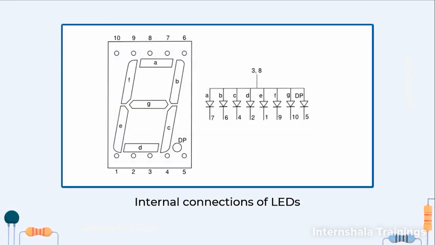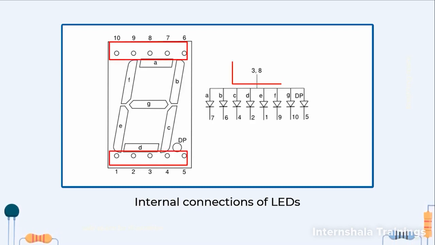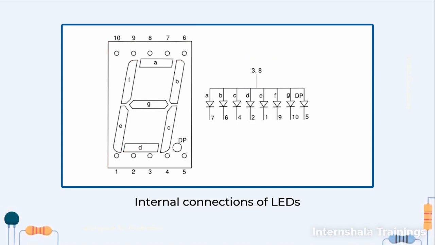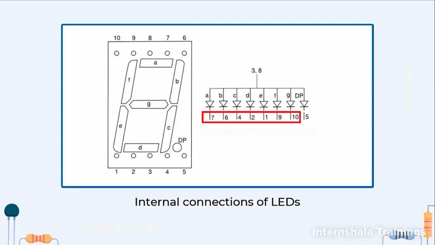Now we should know how we generate it. The important point is the internal connection. As you can see, there are 7 LEDs, but on the 7 segment display IC there are 10 pins. 2 of the pins, that means pin number 3 and 8, are connected together, and the other 7 pins are used for each LED control. There is one more LED for displaying the decimal point, which is DP.